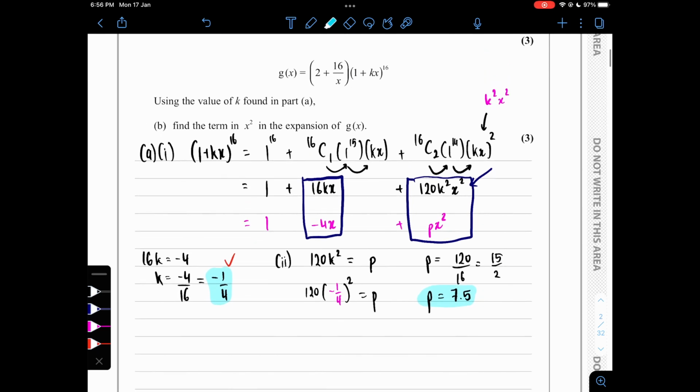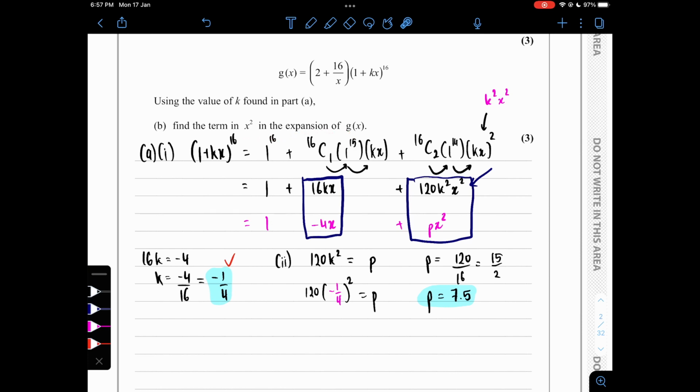Now let's look at part B. g of x equals (2 + 16/x) multiplied by (1 + kx) to the power 16. Using the value of k in part A, find the term in x squared in the expansion of g of x.